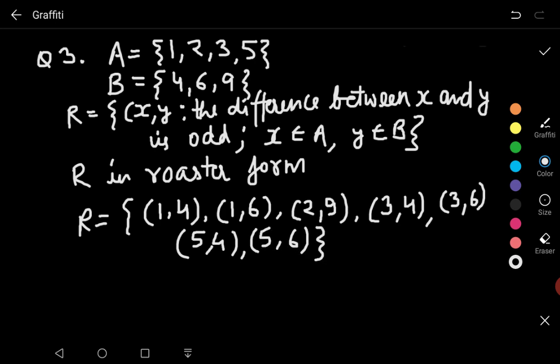So this is the relation in the roster form. So we get here 1 comma 4, 1 comma 6, 2 comma 9, 3 comma 4, 3 comma 6, 5 comma 4 and 5 comma 6. So this is our question number 3. Let us do question number 4.